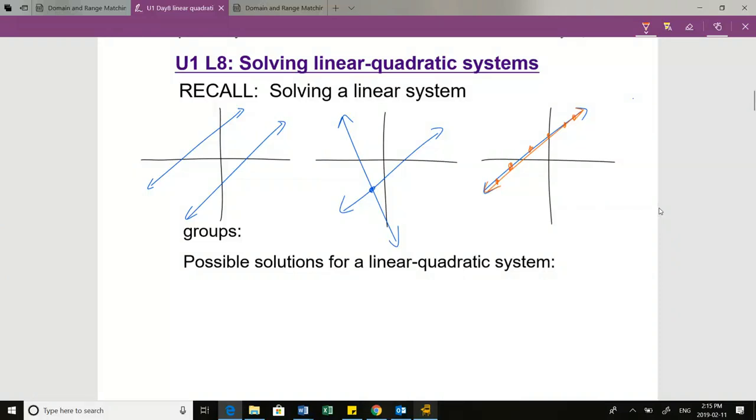Now I want you and your partner to think up what the possibilities might be if I have a quadratic and a line on the same graph. So what are the different points of intersections that you might be able to get? Also keep in mind that lines and quadratics continue forever. So if you're drawing pictures of what's happening, you need to imagine that those things are continuing forever before you make a conclusion about that. Okay, so you and your partner see if you can find some options for how a linear and quadratic system could intersect. I'm going to give you a couple minutes to discuss.